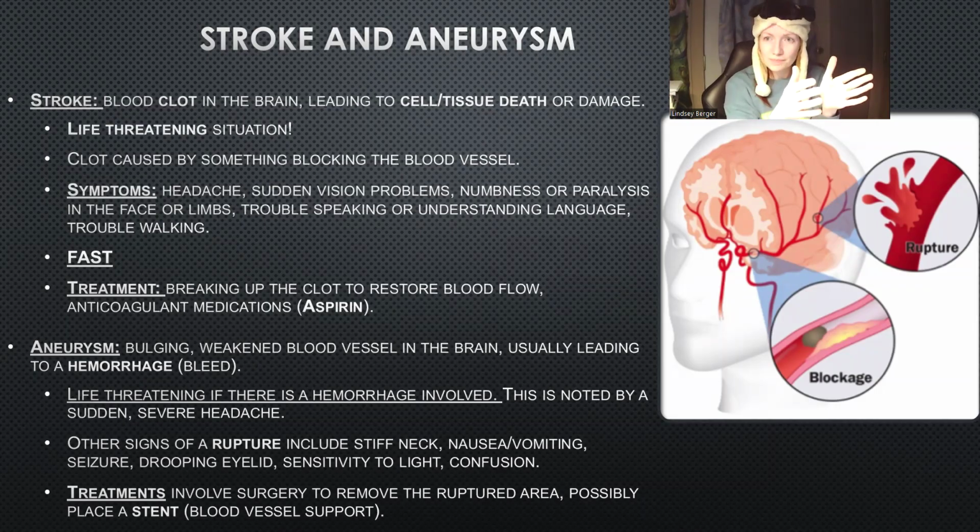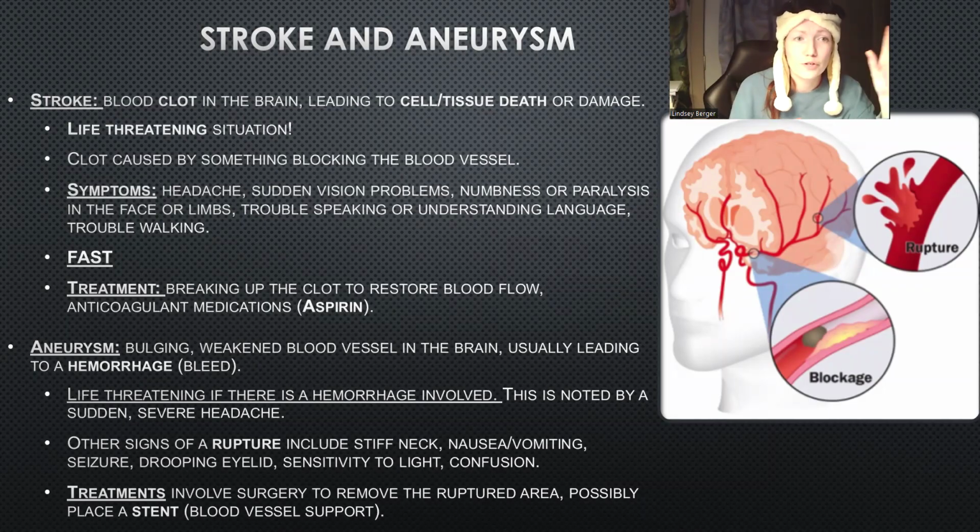Okay, so first and foremost, stroke and aneurysm are basically the exact opposite of each other. One is a clot, one is a bleed. Okay, so that means there's two different patterns and things you need to do for treatment. Okay, so let's look at stroke first.